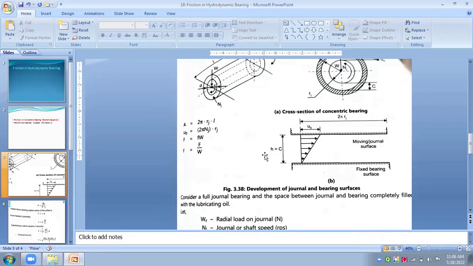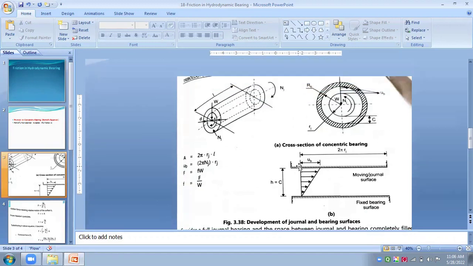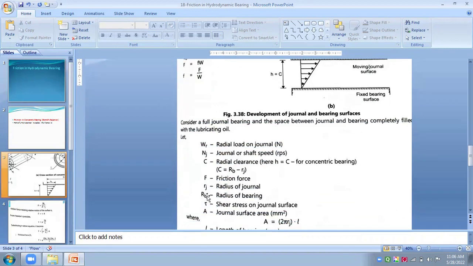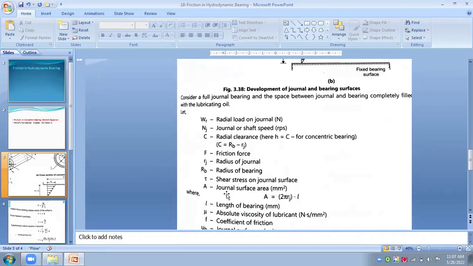In this analysis, let W_R be the radial load, N_J the journal speed, and C the radial clearance. Capital F is the frictional force, r_J is the radius of the journal, R is the radius of the bearing, tau is the shear stress on the journal surface, while capital A is the journal surface area in mm squared.